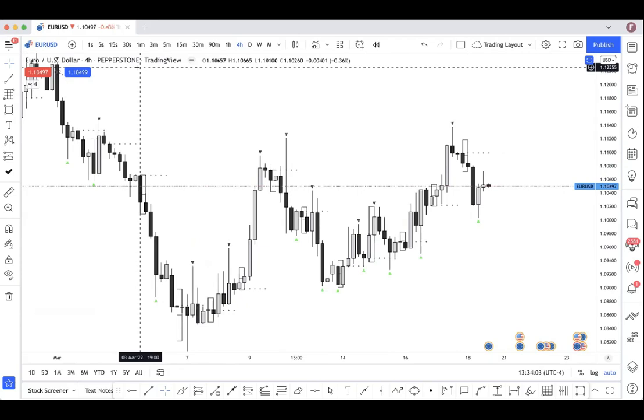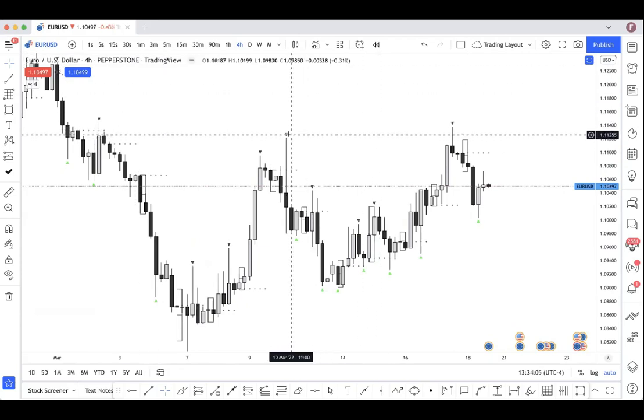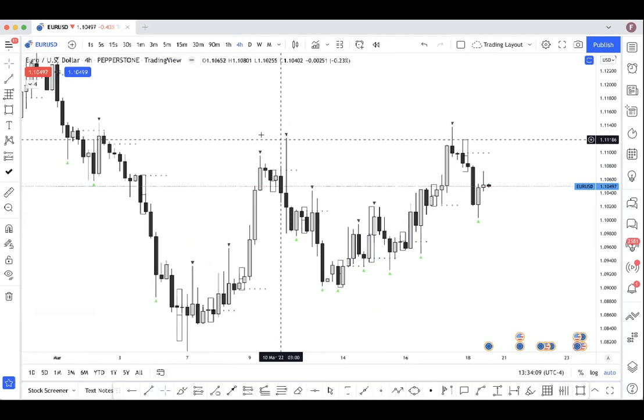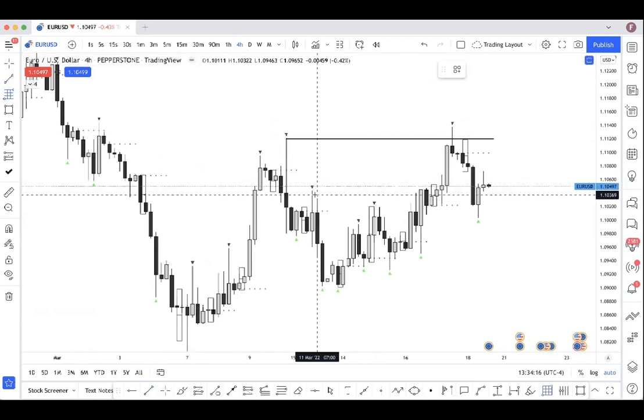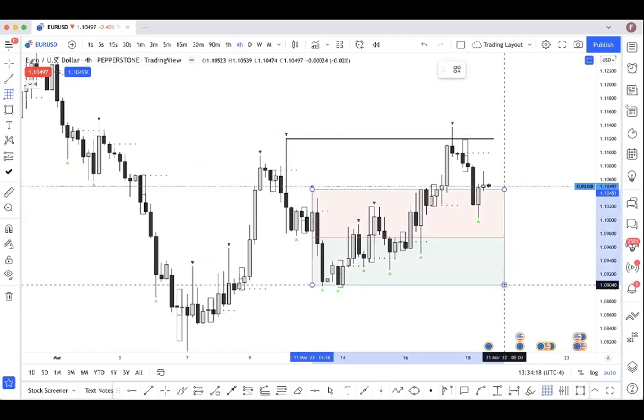So here, high taken out right here. With this high taken out over here, right here, can you see that manipulated range? That manipulated range is over here.